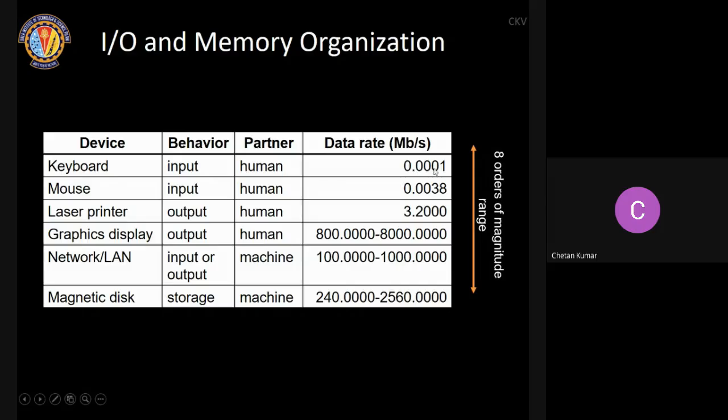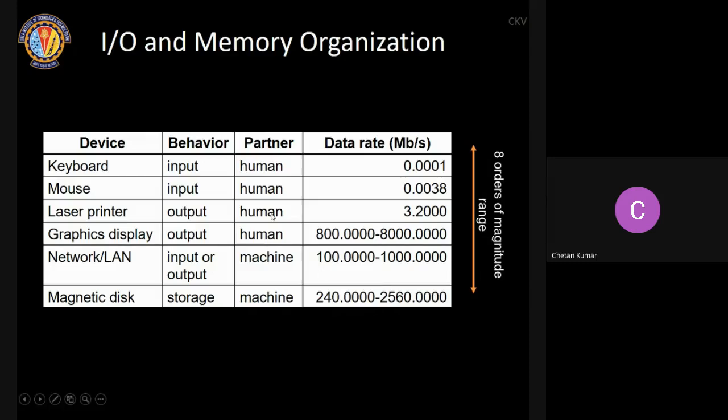Okay, so this is 0.0001, and the magnetic disk, which is your secondary memory, where the partner is a machine, has a very high speed. Okay, so it is 2560 Mbps. Again, I'm not comparing it with a cache and telling you this is high speed. With respect to the other IO devices it has high speeds, and your LAN also is in the range of 1000 megabits per second and so on.